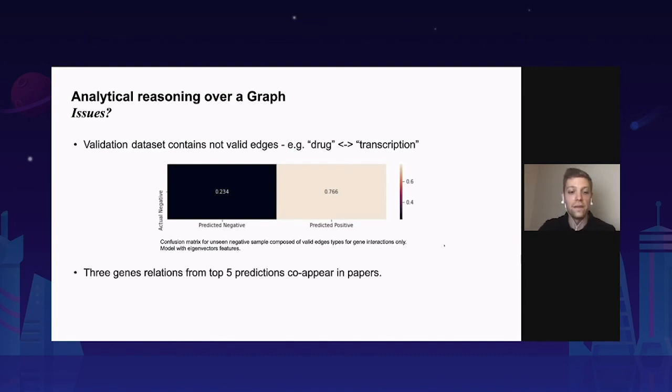But when I got the top 5 predictions of these, it turned out that 3 gene relations co-appeared. I mean, the genes for these edges co-appeared in papers targeting the same entity, compound or other gene. So it tells us something.